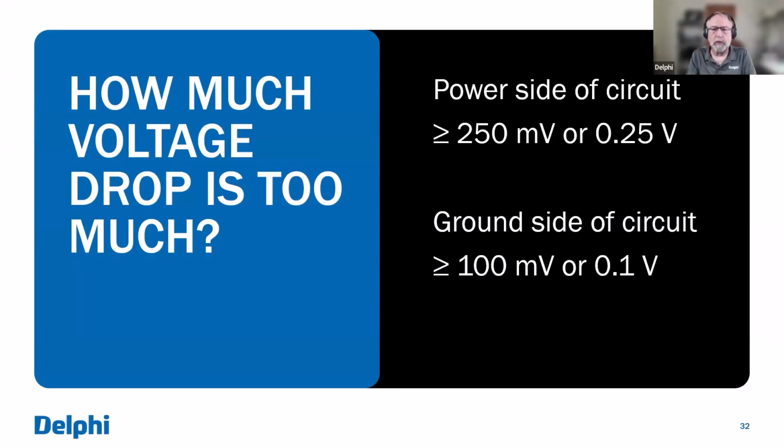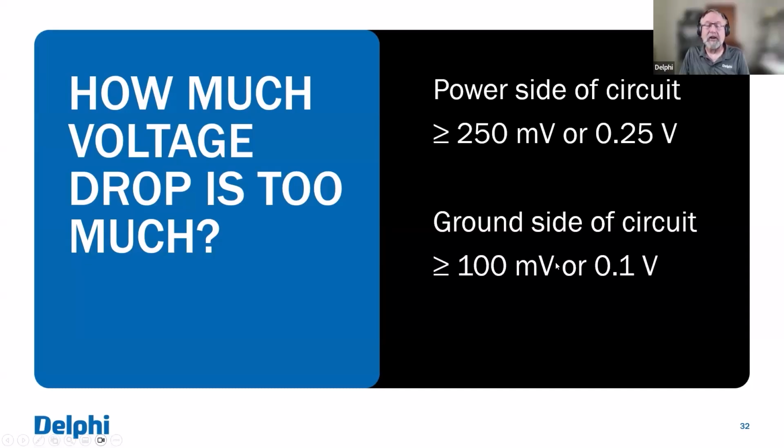What is normal voltage drop on the power side of the circuit? If you're measuring from the positive side of the load to the positive battery terminal on the battery, when it's in operation, you should see 250 millivolts or less for voltage drop. Notice that on the ground side of the circuit, you should expect less voltage drop. Why is that? Well, for one reason, typically you have fewer connections and contacts and switches on the ground side of the circuit.